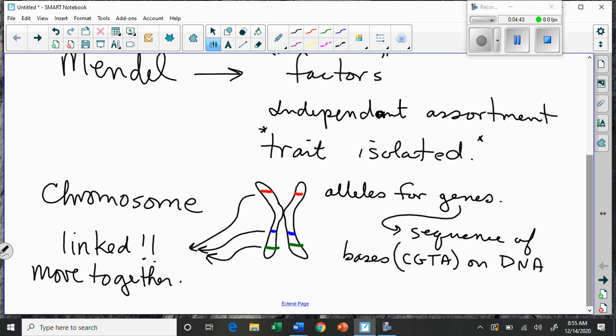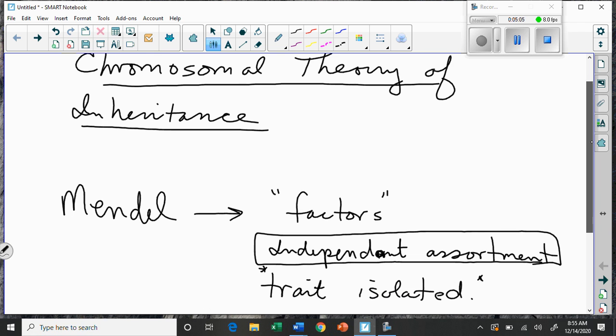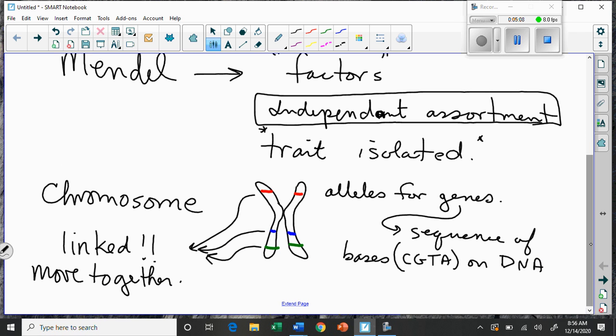So what we have to understand is that not all genes are independently sorted. That's not actually true. Certain genes may be linked with other genes because they ride on the same chromosome. So that's an important distinction that our new chromosomal theory of inheritance makes, instead of what Mendel had said.